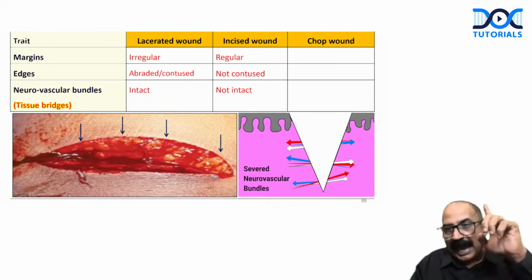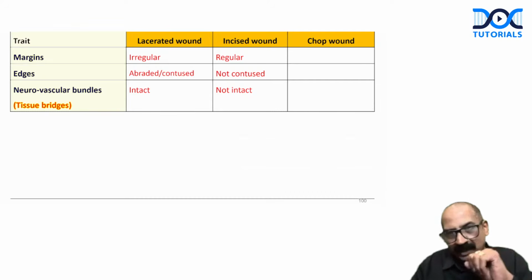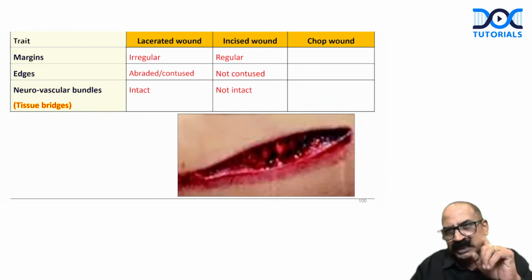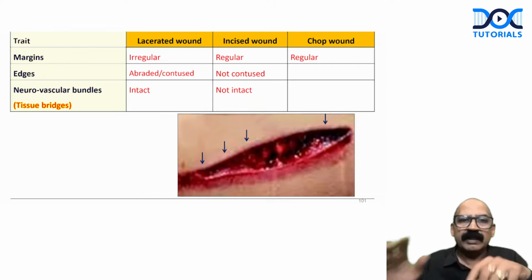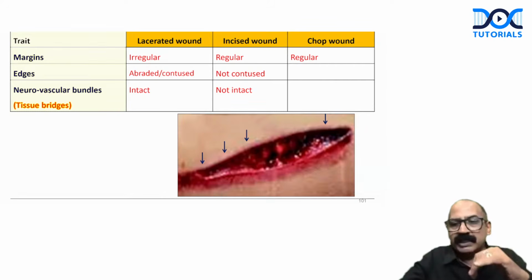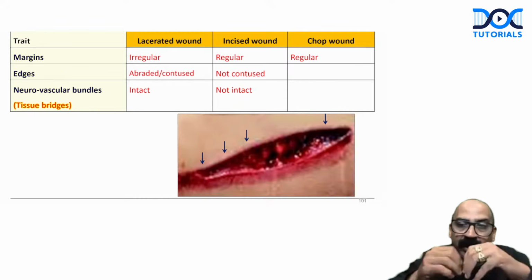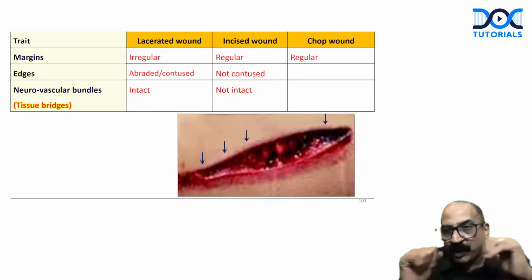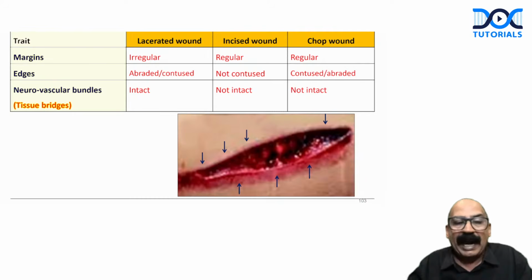Now, if I take an axe and hit a person, axe is a sharp cutting heavy weapon. The margins will be regular because of the sharp blade. Once the invagination takes place, the edges of the wound come in contact with the side of the weapon. So edges are contused or abraded, and neurovascular bundles are not intact.